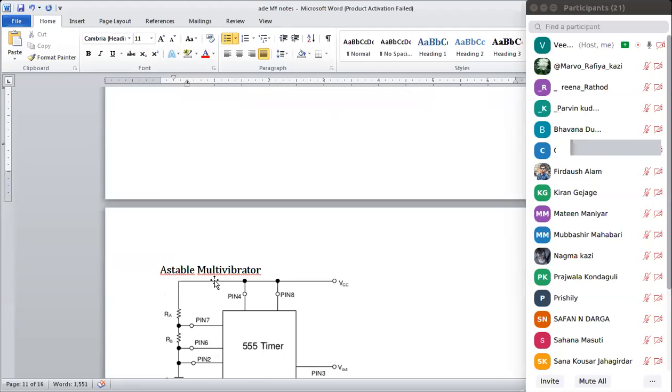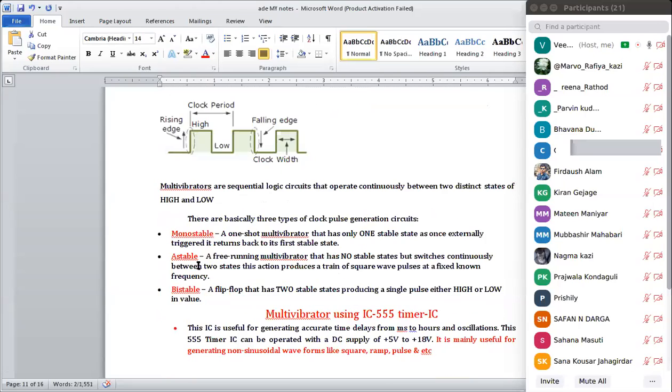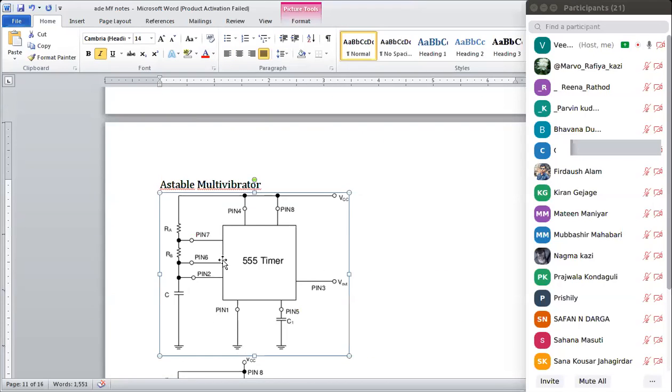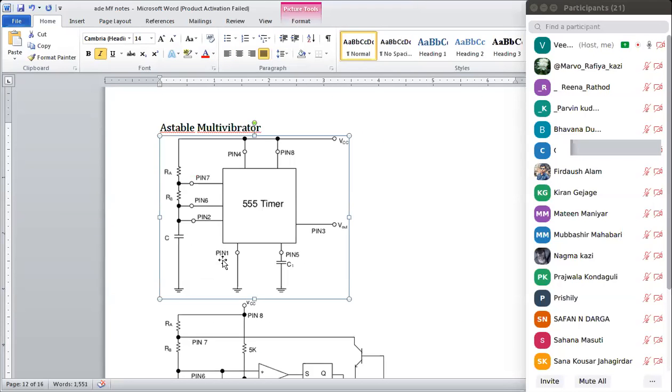So first we'll go for the astable multivibrator. As I told, astable is nothing but continuous switching between the low pulse and high pulse, and high to low. So continuously it is switching between these two states. That is called an astable or free running multivibrator. So this is the block diagram of the astable multivibrator using a 555 timer IC.